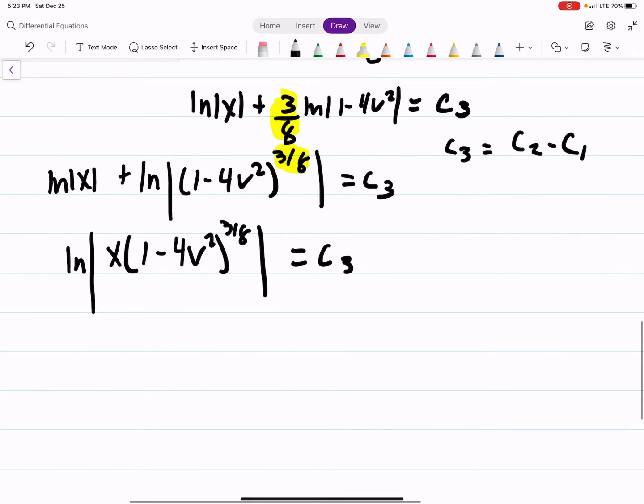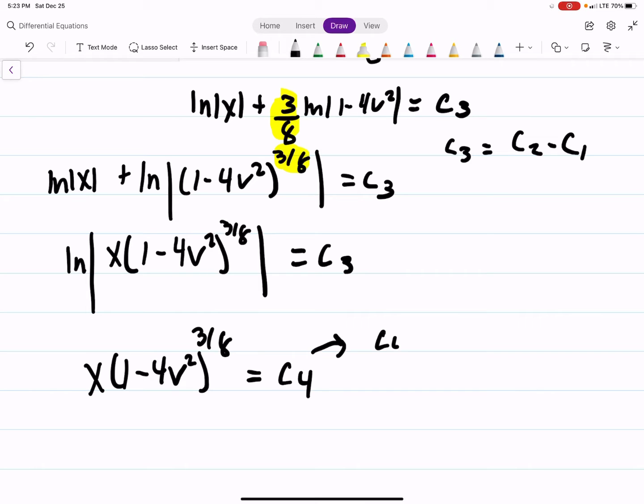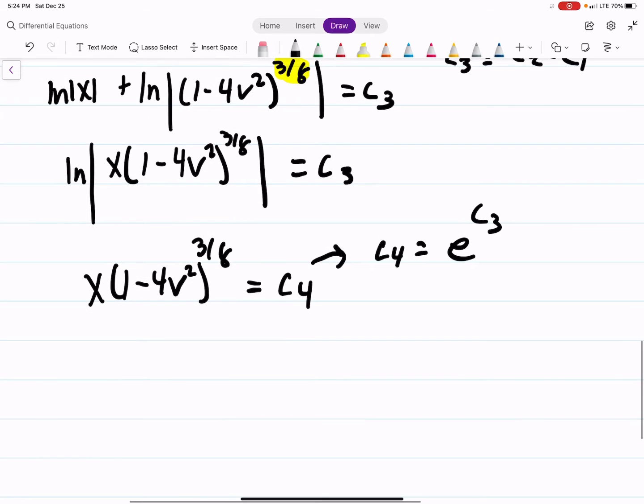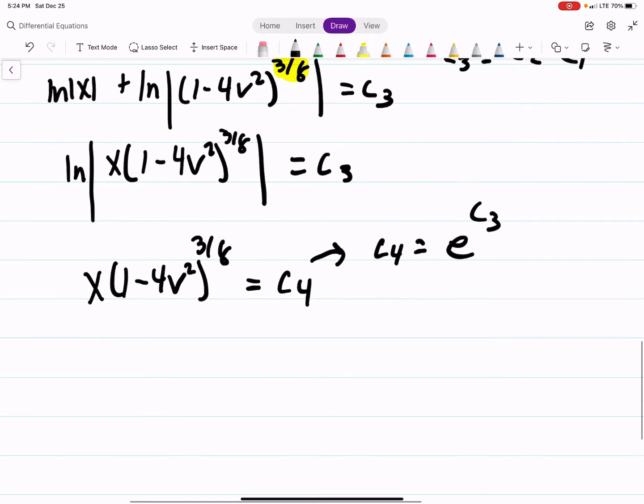And now I'm going to raise everything to the e power to get rid of the natural log. Okay, and we'll call this C4. And C4 is just e to the power of C3. So you take the exponential of each side, you can get rid of the natural log, of course. Okay? Well, we want to solve for v.